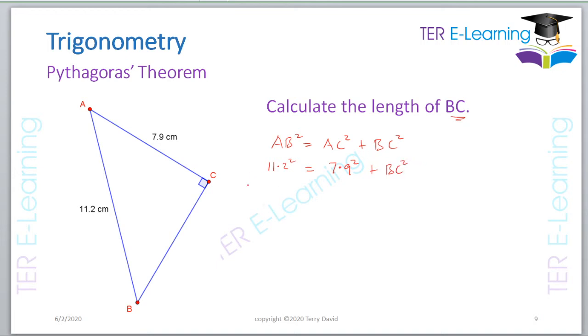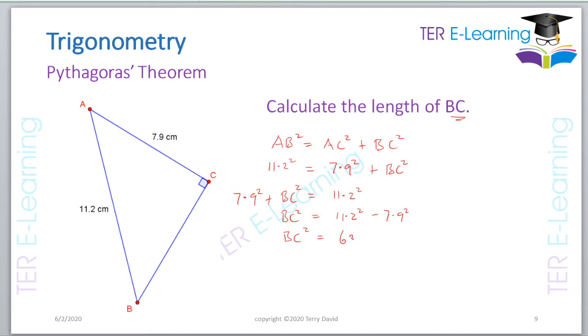7.9 squared plus BC squared, right? Just like in the previous question, we're going to write this as 7.9 squared plus BC squared is equal to 11.2 squared. Now we're going to say BC squared is equal to 11.2 squared minus 7.9 squared. So therefore BC squared is equal to, you can work this out in one go if you want, or you can do it separately. I'm going to work it out in one go. 11.2 squared gives me 125.44. Take away 7.9 squared, and I'm going to get 63.03.